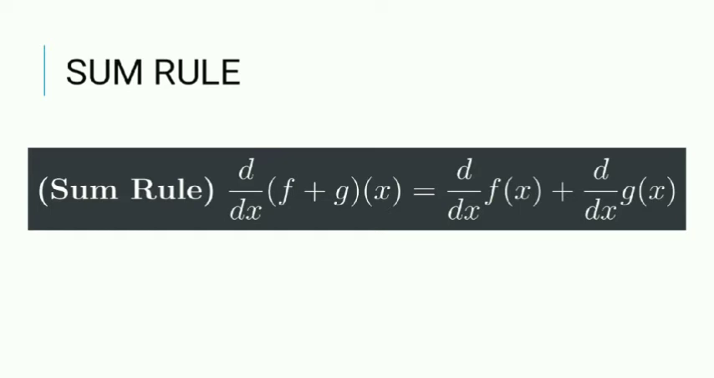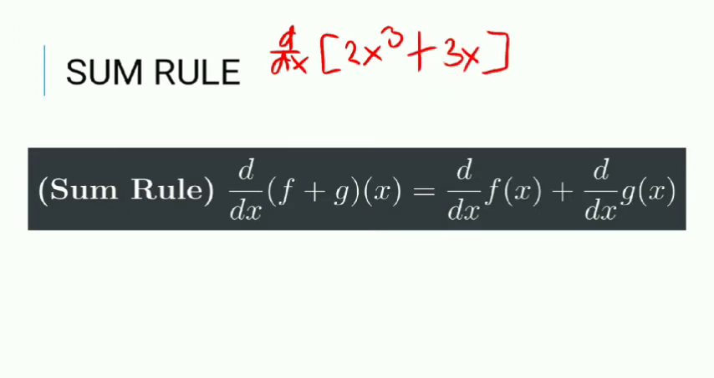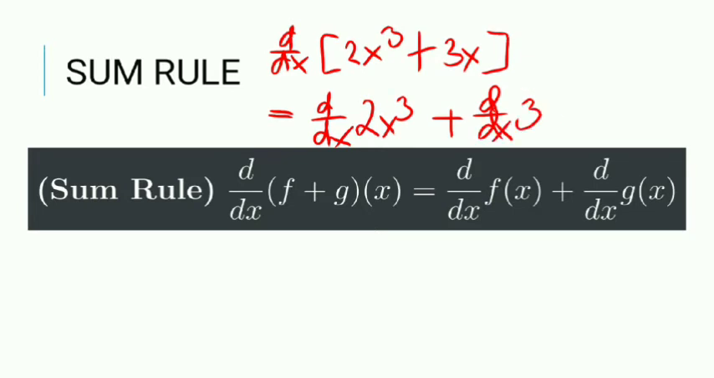For example, we wish to take the derivative of 2x cubed plus 3x. Using the sum rule, we can say that it is equal to the derivative with respect to x of 2x cubed plus the derivative with respect to x of 3x. Using the constant rule, we can pull out constants. So it is equal to 2 times the derivative of x cubed plus 3 times the derivative of x.